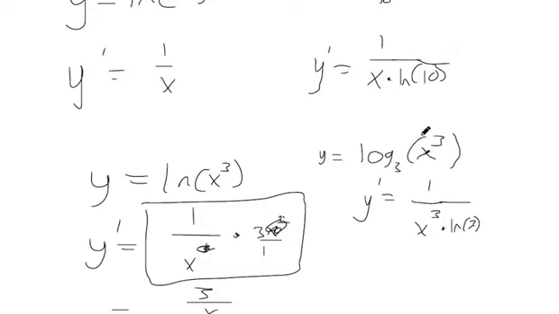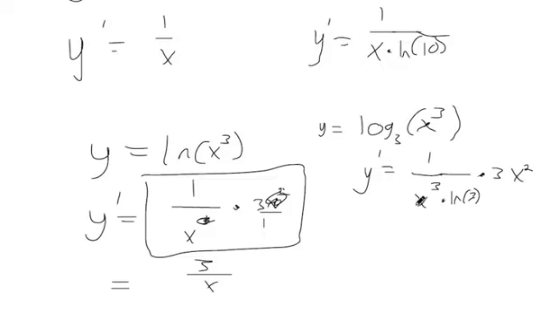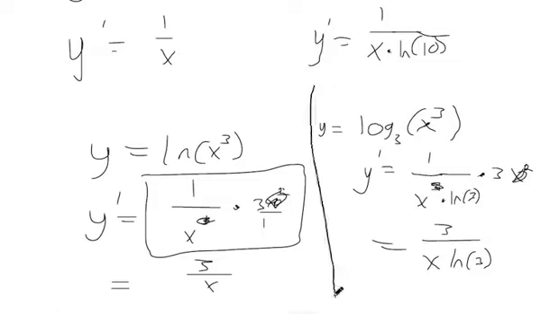But now, ignoring the log stuff and just focusing on this function, I need a derivative of x to the third. So that's 3x squared. So when you clean that up, the x squared and 2 of the x's down here cancel. Still get a 3 on top, so it's 3 over x natural log 3. So there's our derivative of that one.